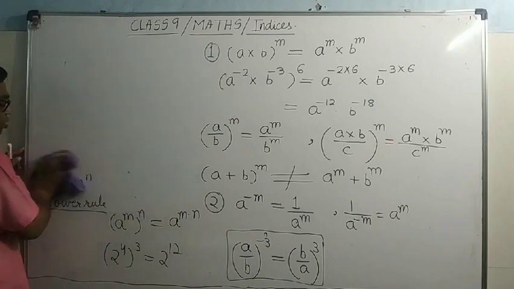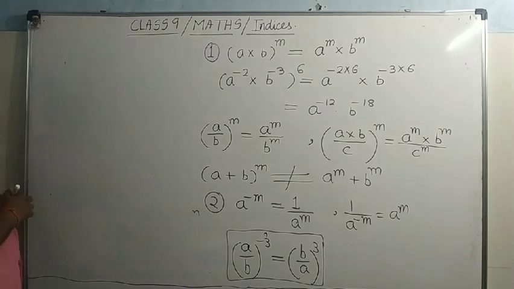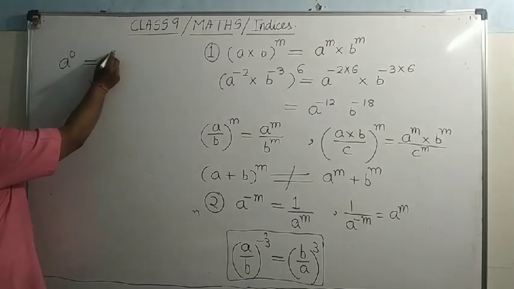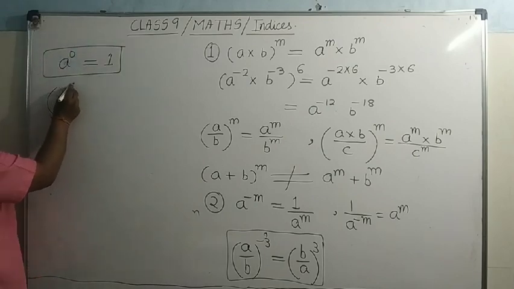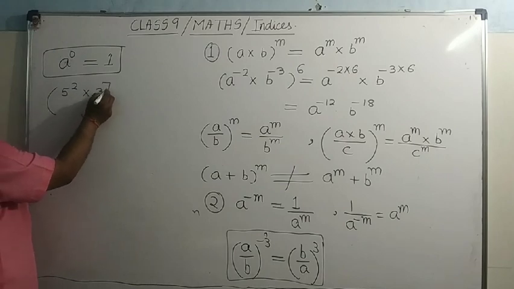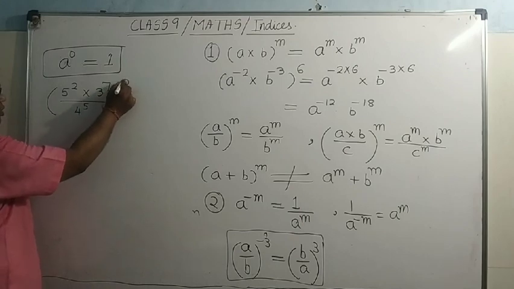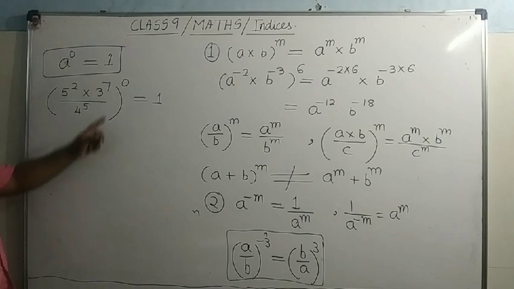You know a to the power 0 equals 1. If there is 0 power over anything, then the value will be 1. Suppose I have written (5 to the power 2 into 3 to the power 7, 4 to the power 5) whole to the power 0. Straight forward we will write 1. It's clear. Because the whole power is 0, therefore the value will become 1. So this you will remember.